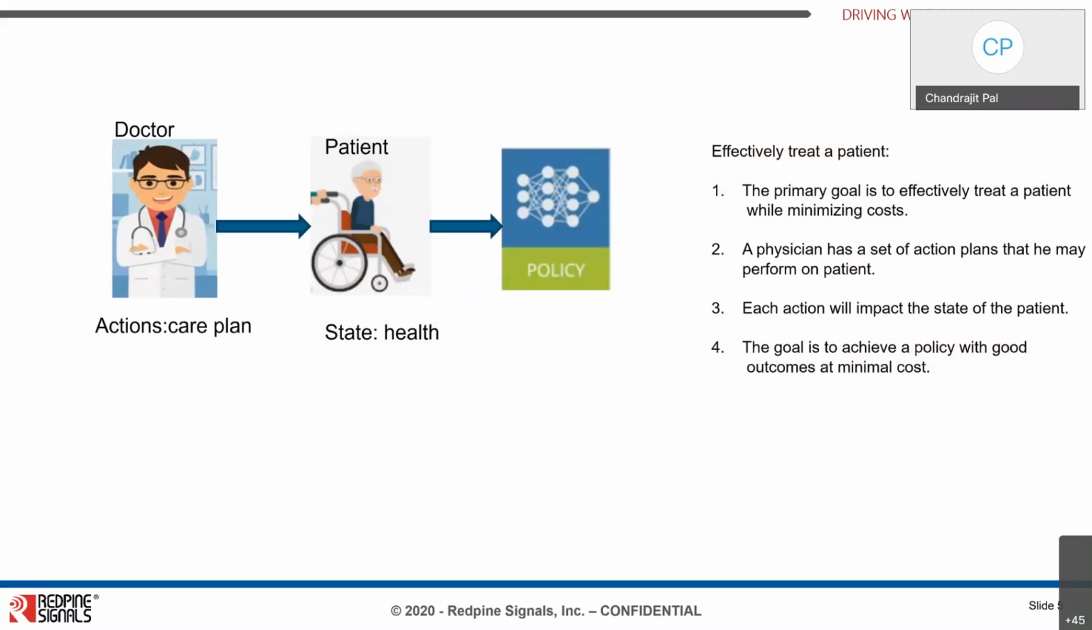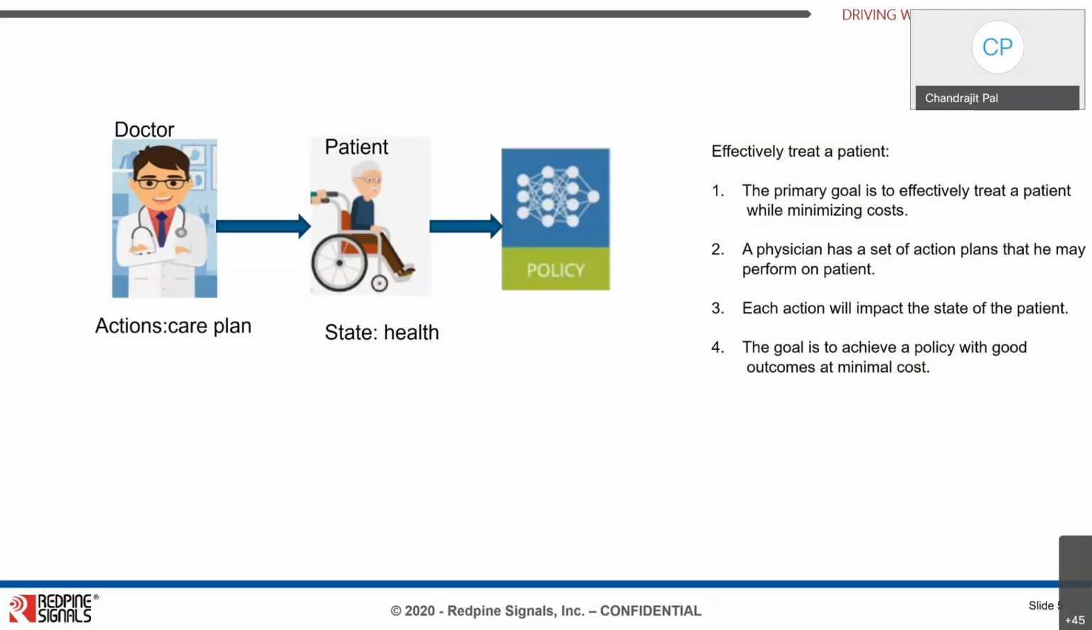Now there are 4 points as to how you effectively treat a patient. When do you say that the patient got treated effectively? The doctor has been successfully applying an effective treatment on the patient. So the first point is the primary goal is to effectively treat a patient while minimizing costs. That's a very important point, because you may treat a normal fever of a patient, but if the cost is huge, if you take 50,000 rupees to cure a fever, then that cannot be called an effective treatment to the patient, because it is not affordable.